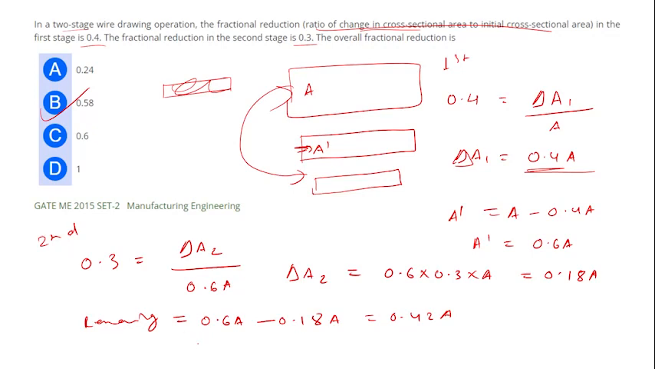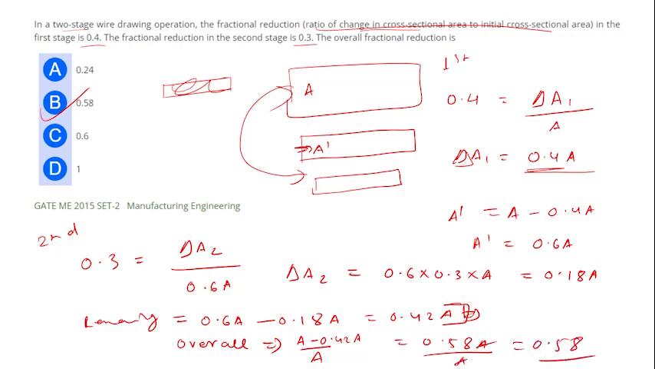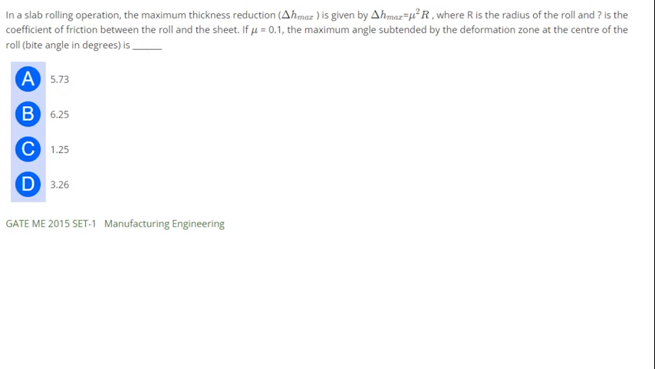Now, what is your overall reduction? This much area will be left after your second stage. Then we have to find the overall fractional reduction, which is the overall change in the cross sectional area upon initial. Initial we know is A. Overall change is A minus 0.42A, so it will be 0.58A divided by A and multiplied by A. So your answer will be 0.58. Any doubts? No, ma'am. Okay, solve this question.